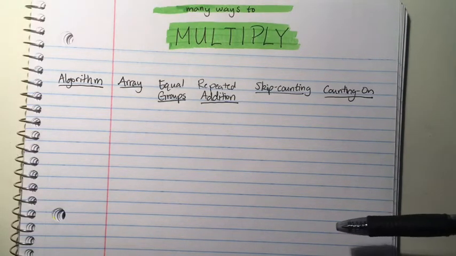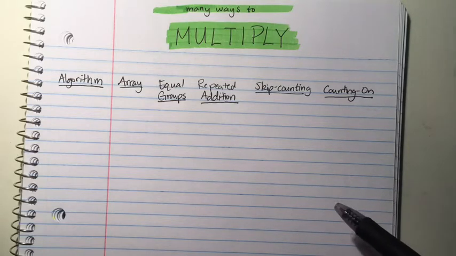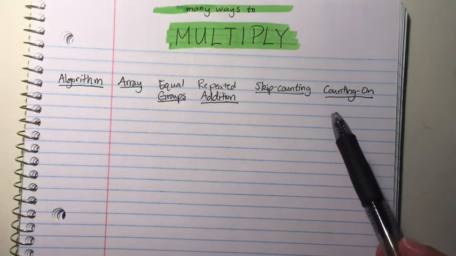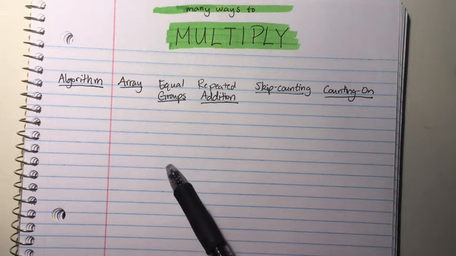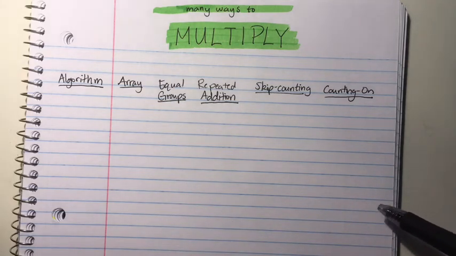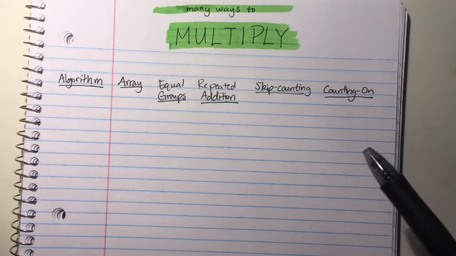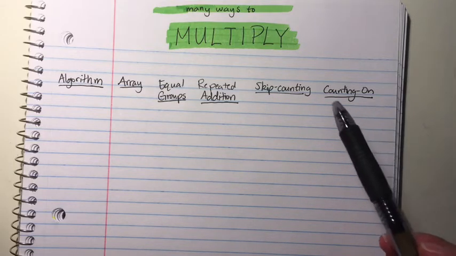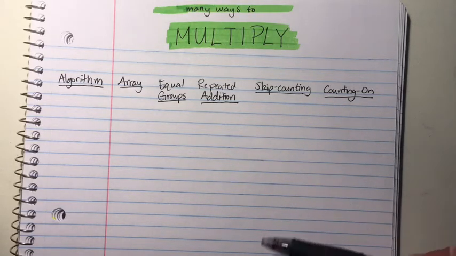But the second thing I want you to remember is that it's important that you know how to use most or all of these strategies, because what you're going to find is that different kinds of multiplication problems may best be solved using a different one than you might be more used to.